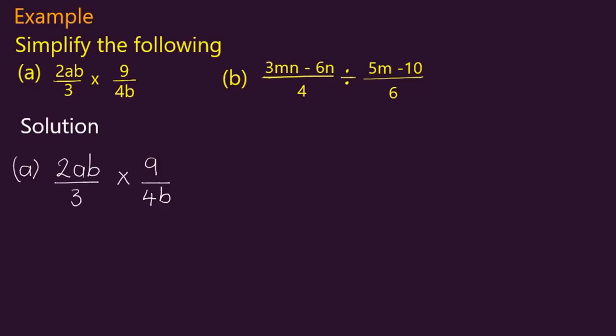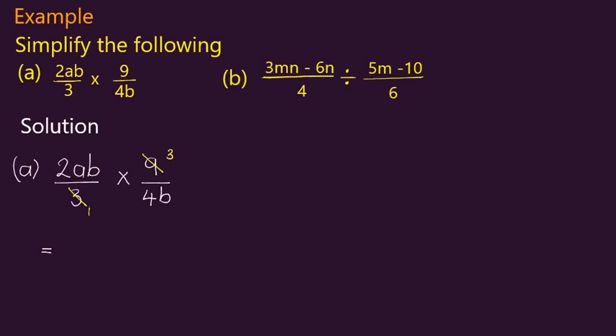For the terms 3 and 9, they have a common factor of 3, such that if I divide 3 into 3, I get 1, and if I divide 3 into 9, I get 3. So that means that I have simplified that part of our problem.